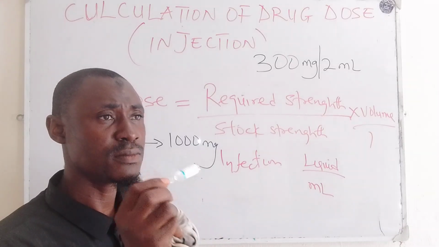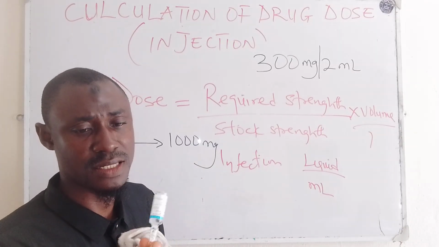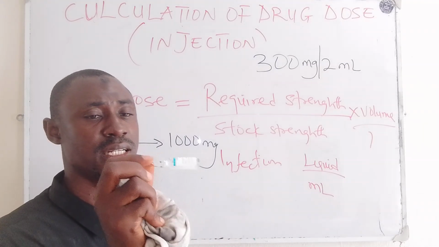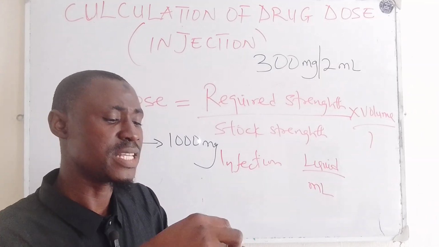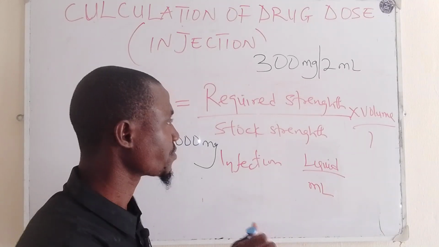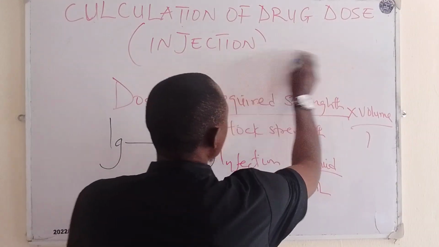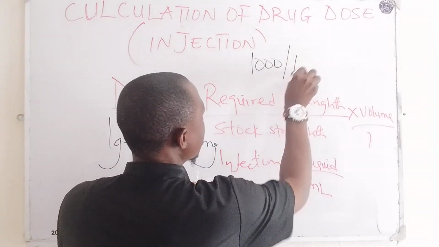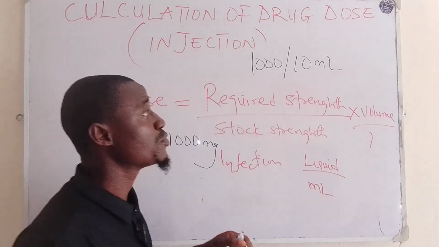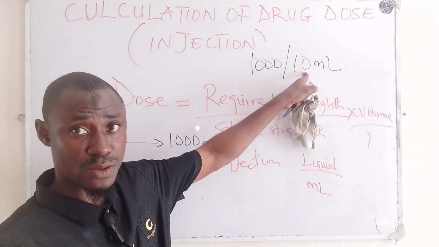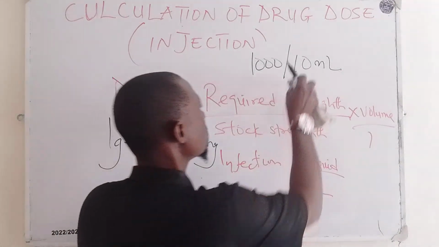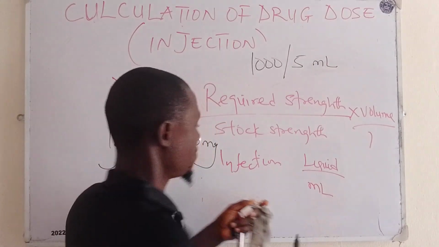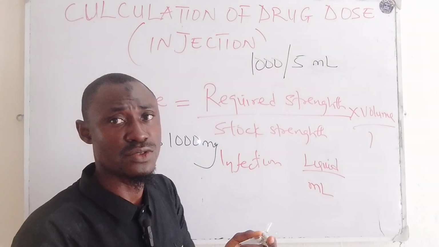Then the volume depends on the liquid I'm using. If I'm using water for injection to dilute or to reconstitute, my volume will be 1 gram or 1000 milligram in 10 mils. But if I'm using lidocaine, then the volume will be 5 mils. So it depends on what you want to use or the route you want to use.